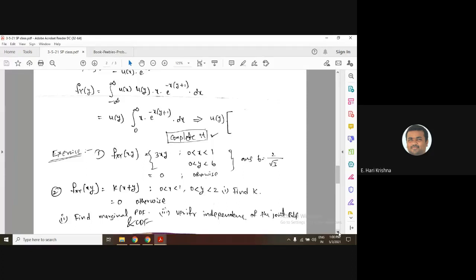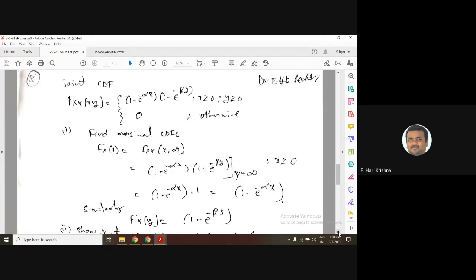And the third one is to verify the independence of the joint PDF. Just check whether they are independent or not. Mostly they are not independent is my conclusion. Just try to evaluate and do these problems, and if you have any ambiguities, feel free to ask me.